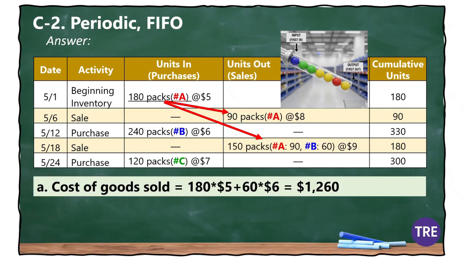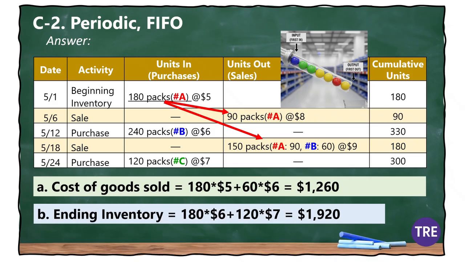So, looking at all sales together, 240 units in total, FIFO assigns those sales first to the 180 units from batch A at $5, and then the next 60 units to batch B at $6. That gives us a cost of goods sold of $1,260. The remaining units, 180 from B and 120 from C, make up the ending inventory, valued at $1,920. Notice that the totals are the same as under the perpetual system.